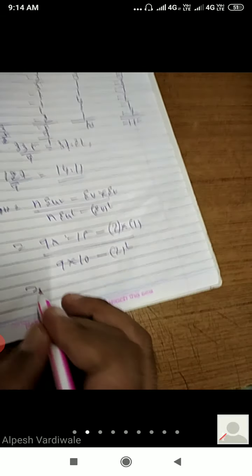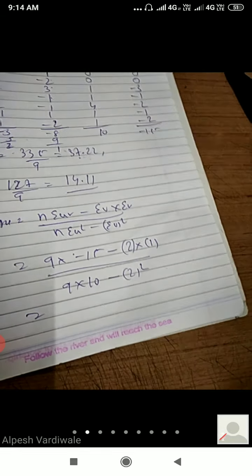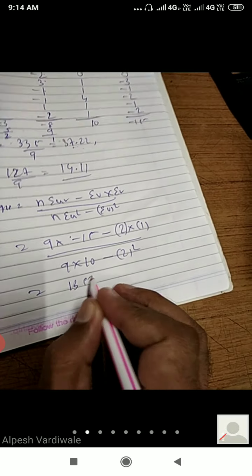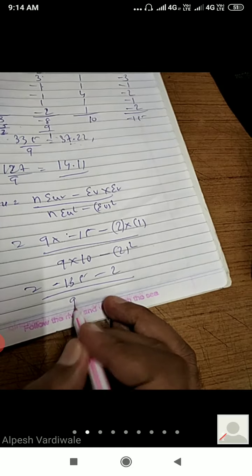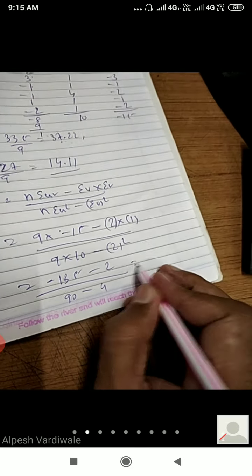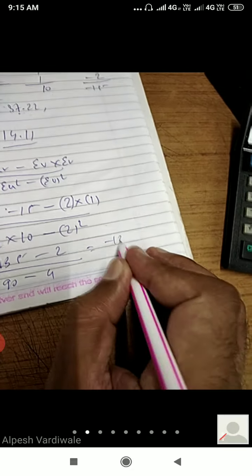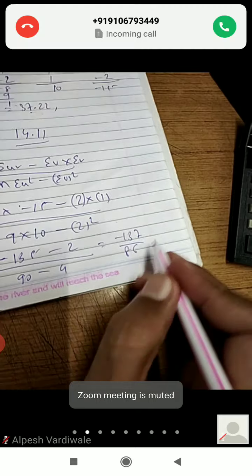Okay. So what is the value here? 15 into 9, 135. So minus 135. Here minus 2. 10, 9 are 90. 2 square is 4. So minus 135 minus 2, that is minus 137. 90 minus 4, that is 86.